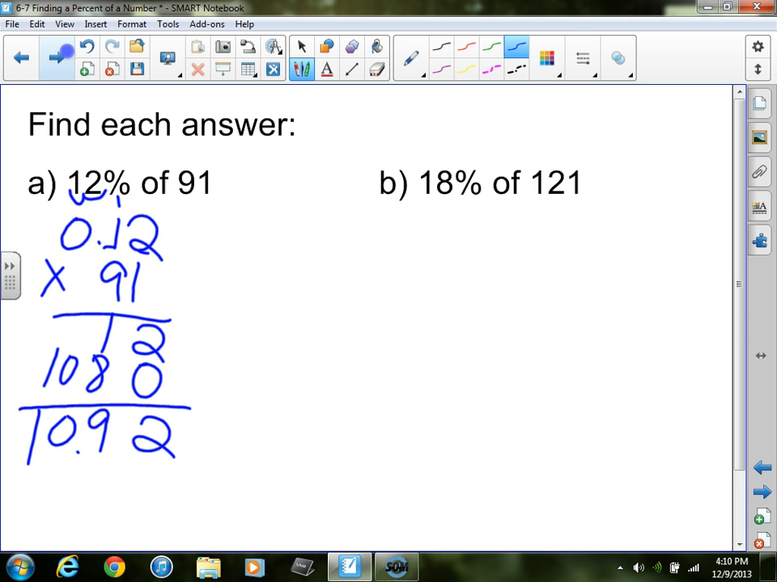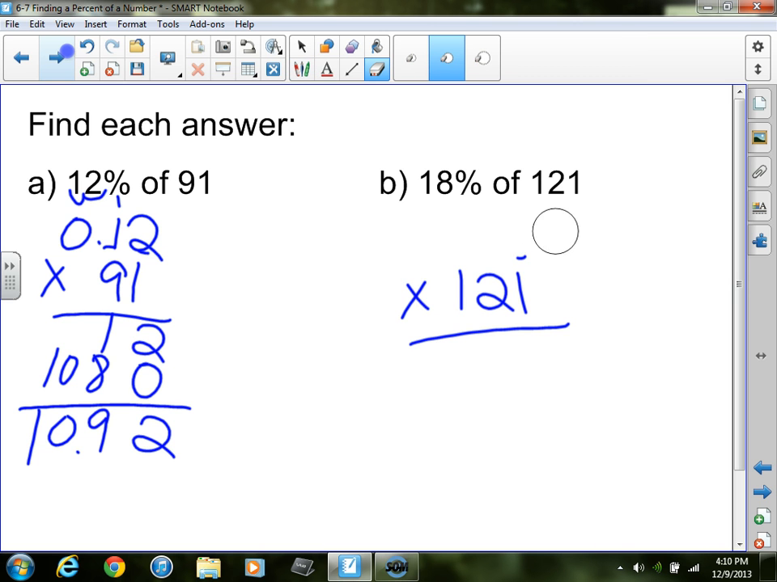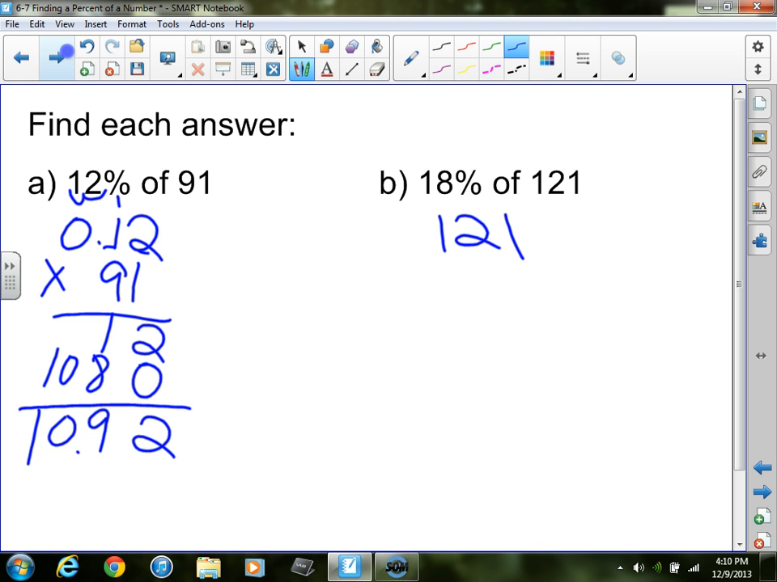Let's try B. Change the percent to a decimal. 18 hundredths times 121. But because I like the larger number on top, I am going to switch that around. So I'm going to have 121 times 0.18, or 18 hundredths.